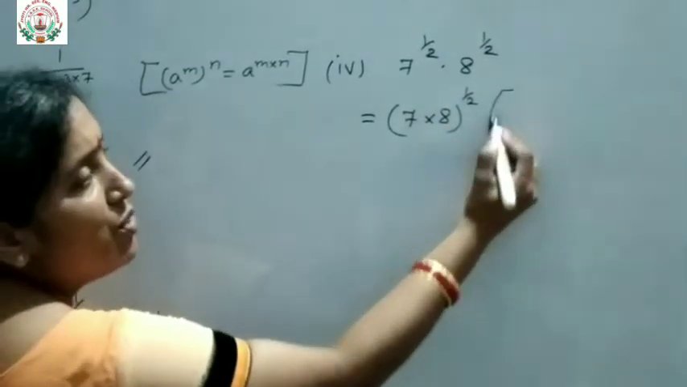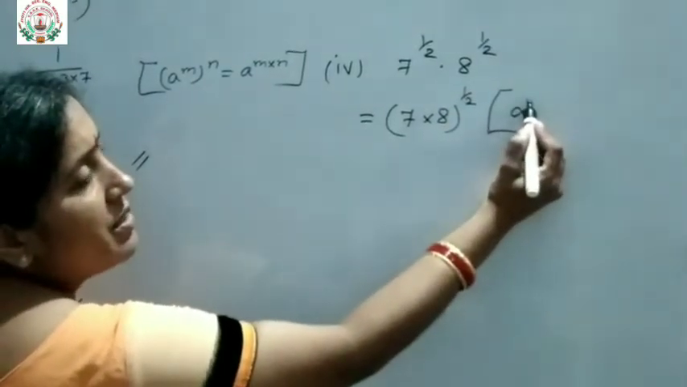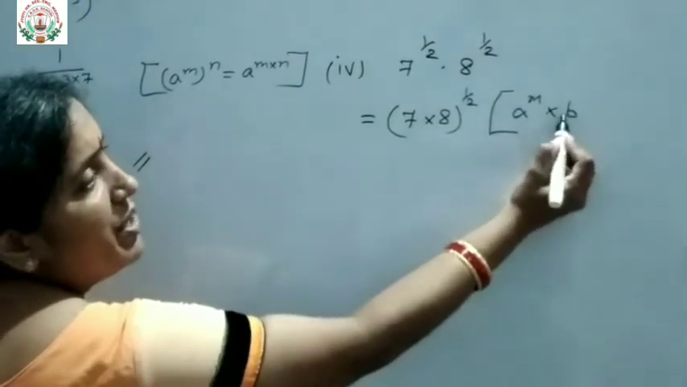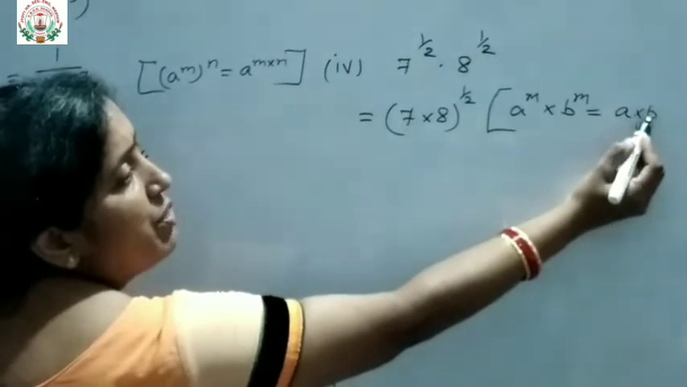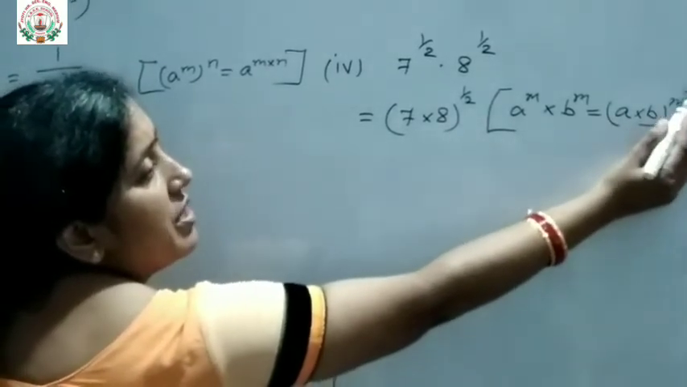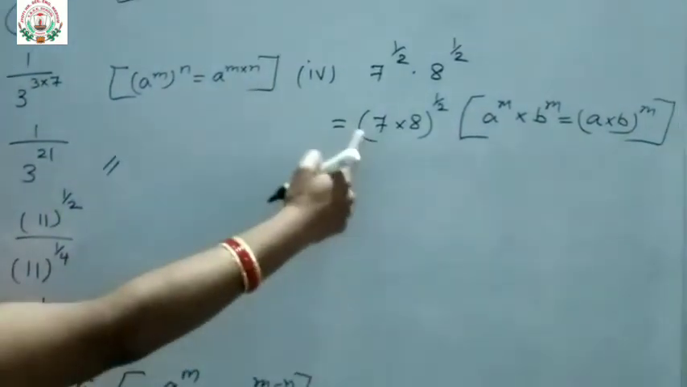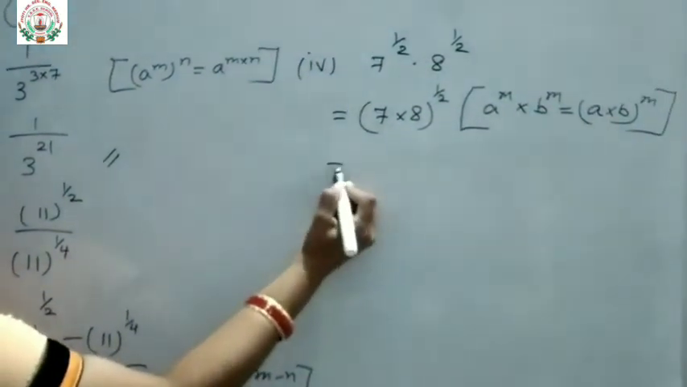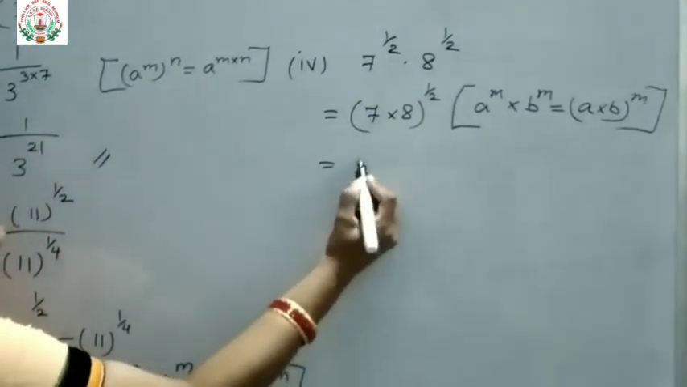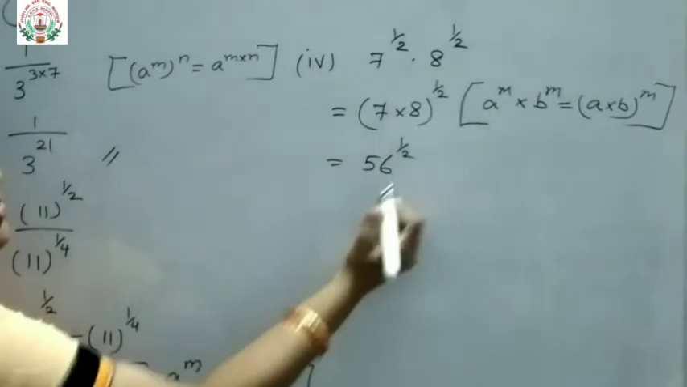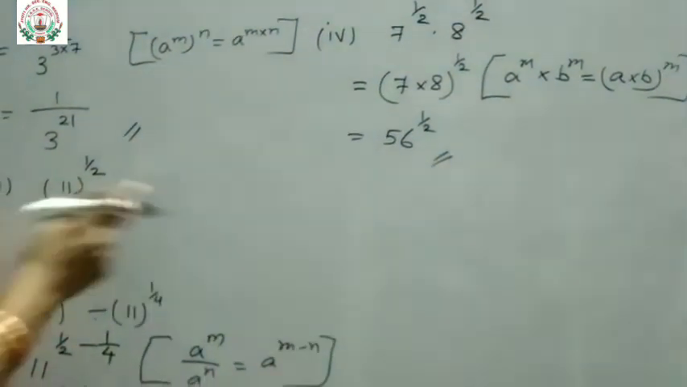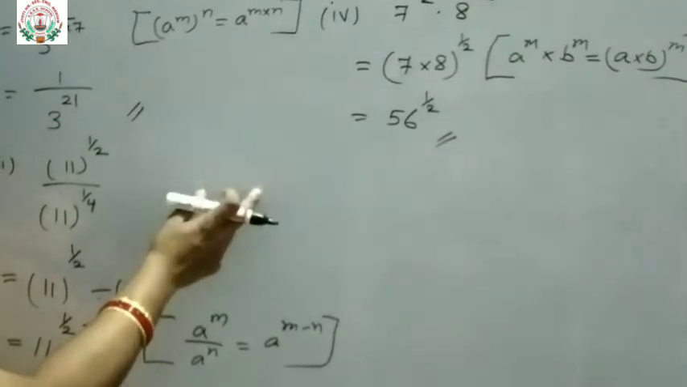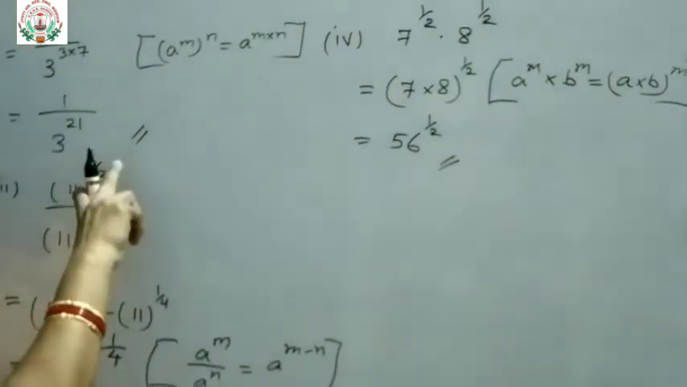So the formula will be what? A to the power m into b to the power m equals a into b to the power m. Remember this? That is what we have applied. So now 7 eights are 56 to the power 1 upon 2. Clear? Okay. Now after completing this, we will move to exercise 1.5.